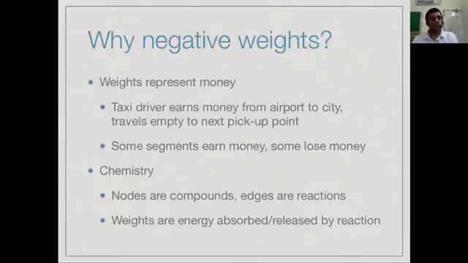Another situation which is completely unrelated to anything we have seen so far, you can think of, say, chemical compounds, and we can represent a graph saying how we can transform one compound to another compound. And here, for instance, the edge weight can represent the energy which is either released or absorbed in this process. So again, it could be positive or negative, right? So there are many situations in which negative edge weights actually make sense.